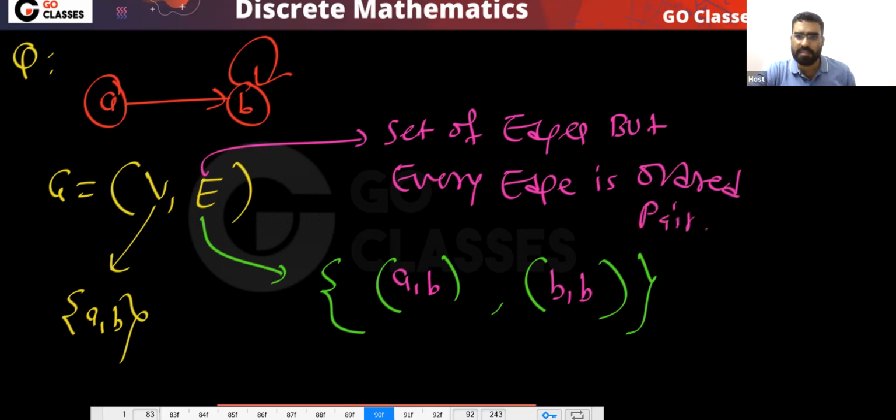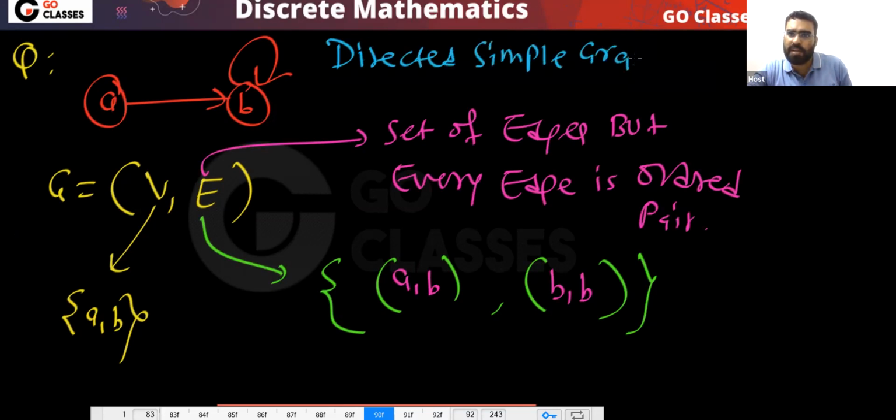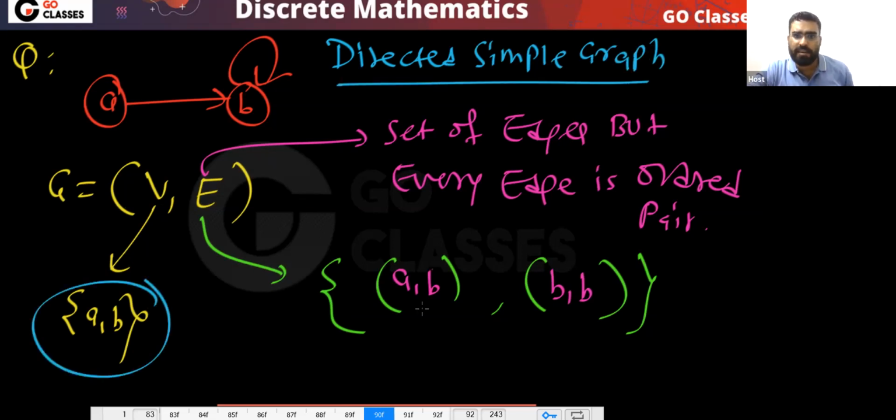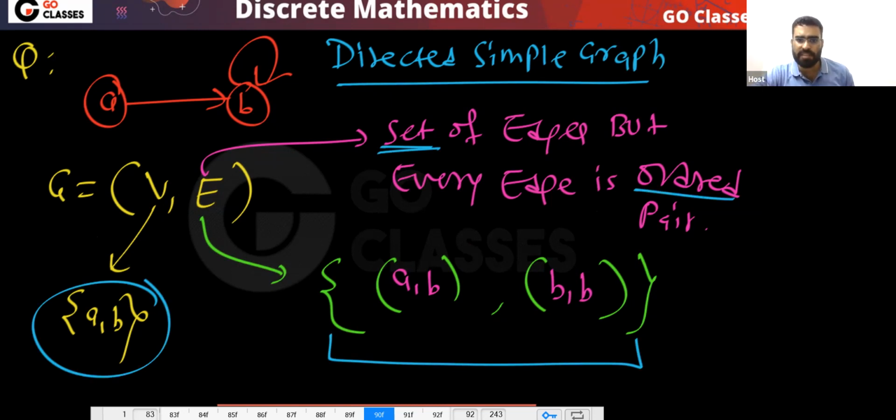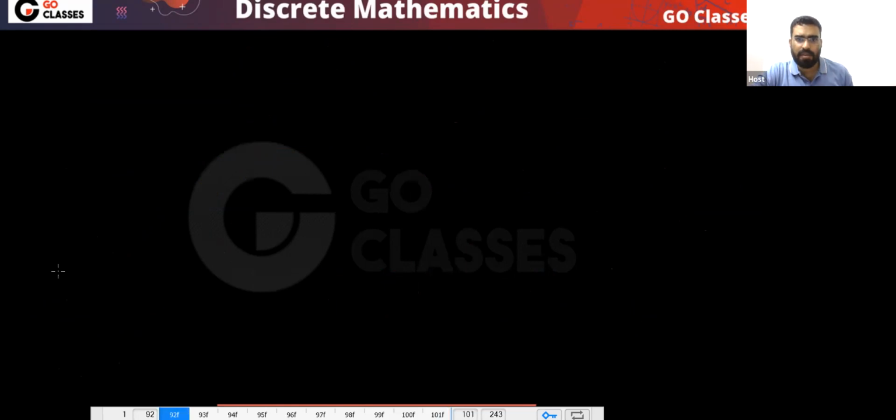So this is the simple definition. Is this clear? This is a simple directed graph, the definition of a directed simple graph. In a directed simple graph, you have a set of vertices and a set of edges where every edge is an ordered pair. Very simple. All these definitions are clear. Now we can move on.